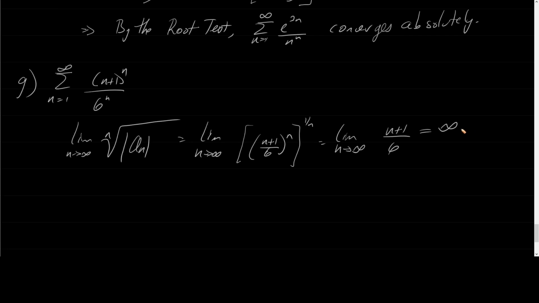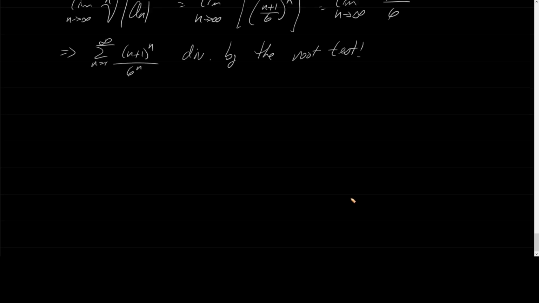Well, since this goes to infinity, then we know here that the series that we're working with here, (n plus 1) to the n over 6 to the n, diverges by the root test. H.